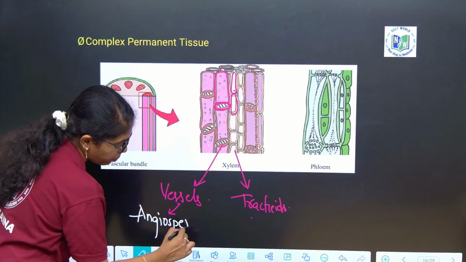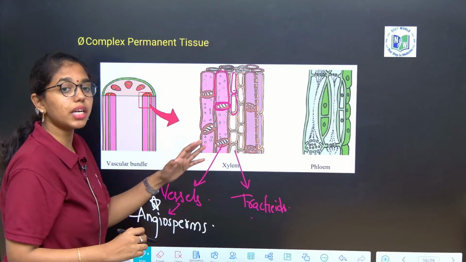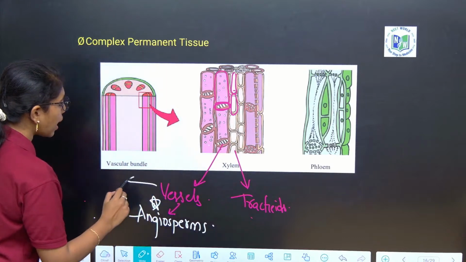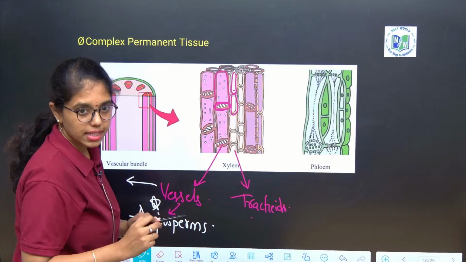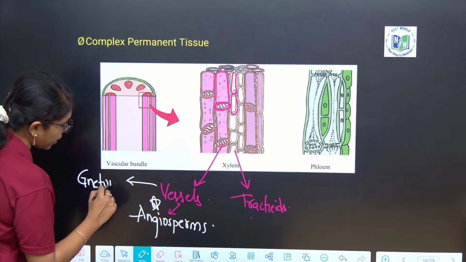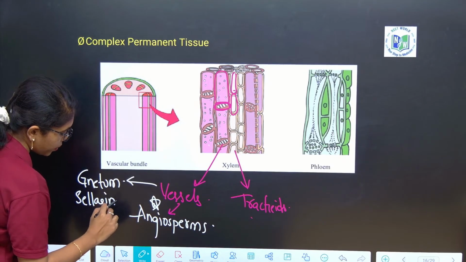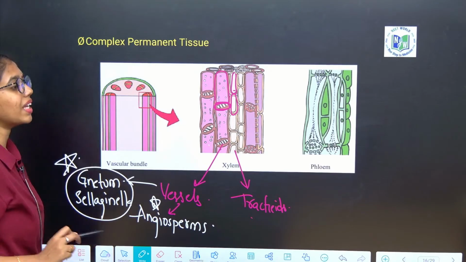This is an important point. Vessels are present only in the angiosperms. They are absent in pteridophytes and gymnosperms. In gymnosperms, though, there are only two exceptional cases in which you can see vessels. Those include Gnetum, and in pteridophytes, Selaginella. Important exceptional cases, please take down.